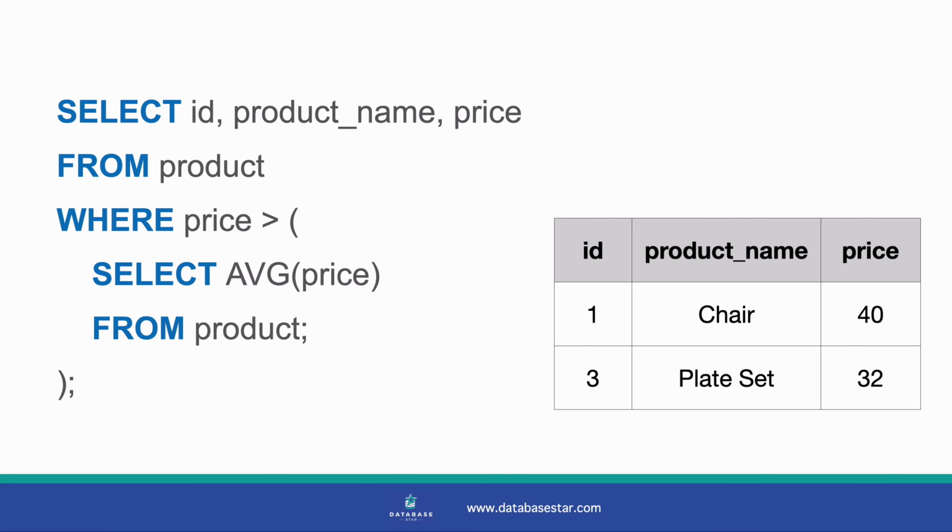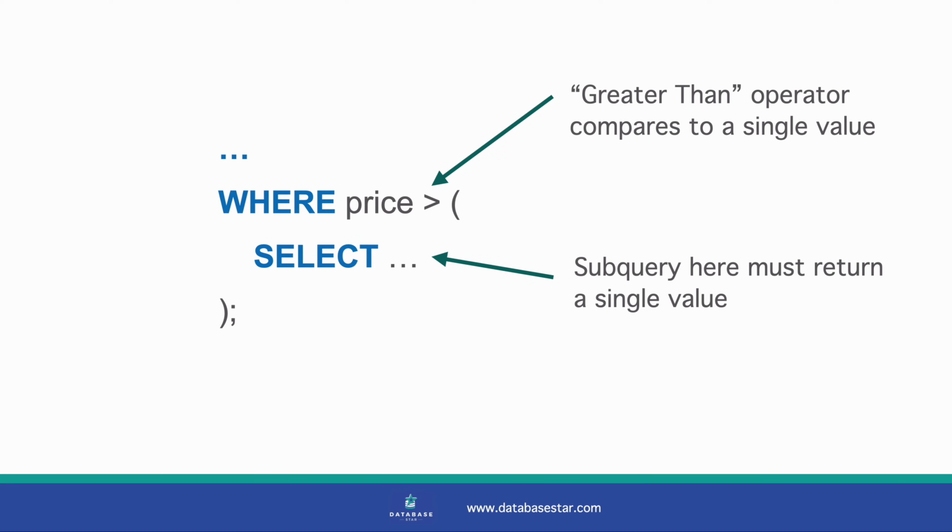It's the same as having the query separated, but this does not require any manual steps and can still work when the product data is updated. One thing to keep in mind about this kind of subquery is that the operator in the where clause needs to be compatible with the subquery result.